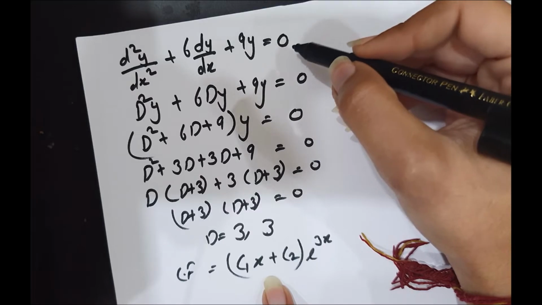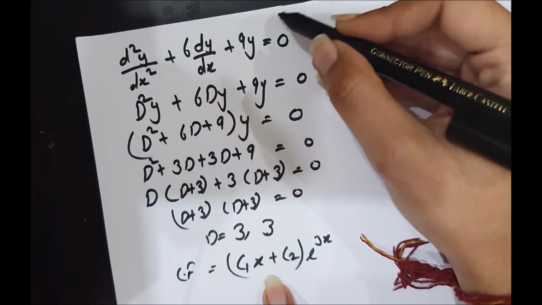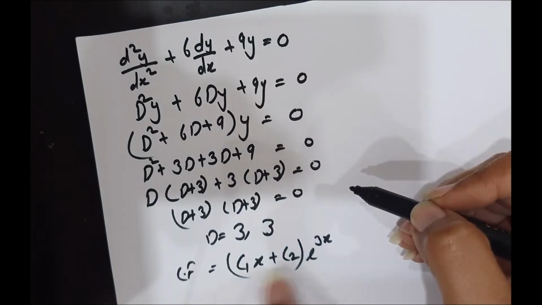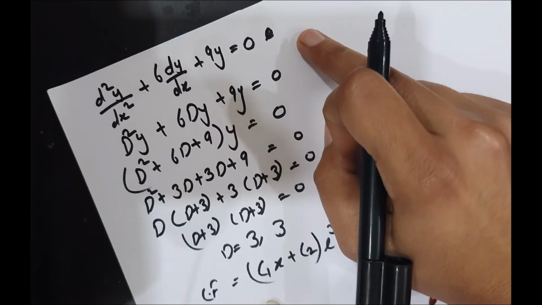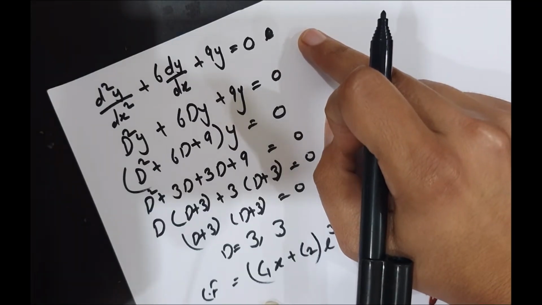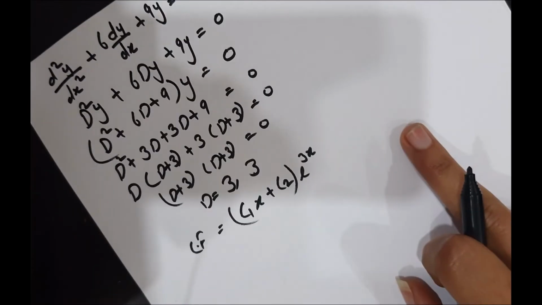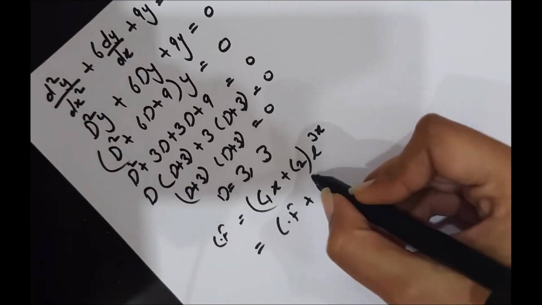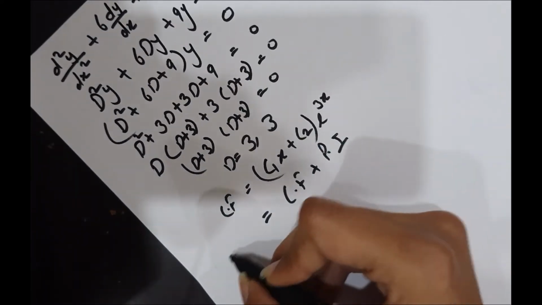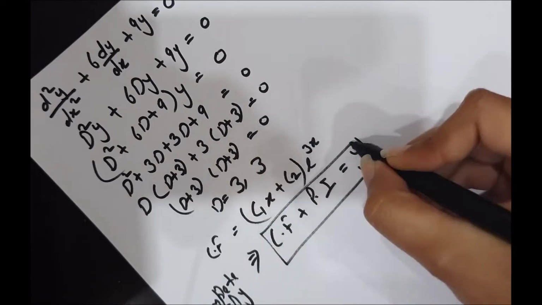I have also told you in the previous lecture, if the right hand side part is 0, then we only need to find the complementary function. If there is a right hand side part, then we also need to find the particular integral. Then we add the complementary function and the particular integral to give the complete solution.